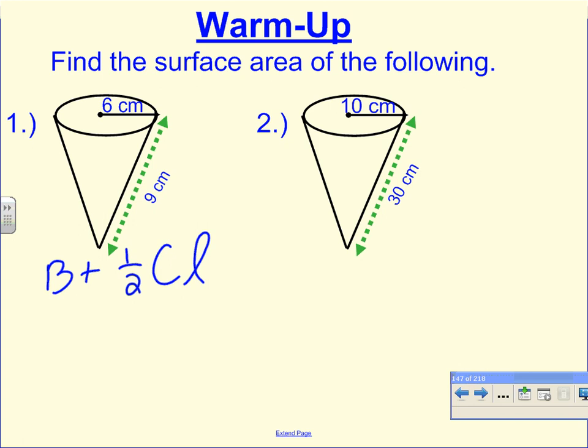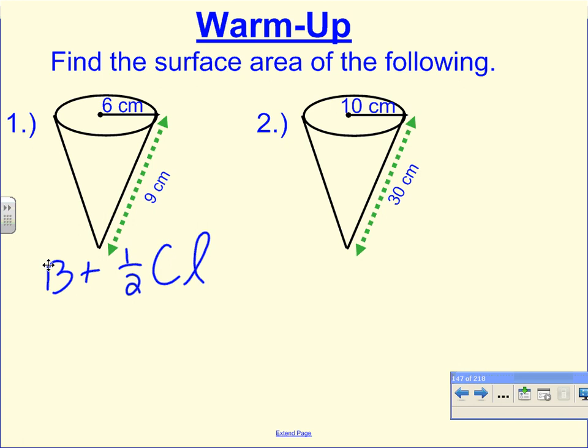Peyton, what is the L? Good. It's the slant height. So make sure your L is right here. I made the warm-up pretty simple, and I gave you the slant height for both of them. Okay. B, don't forget, is the area of the base. There's only one base. That's why it's not 2B.